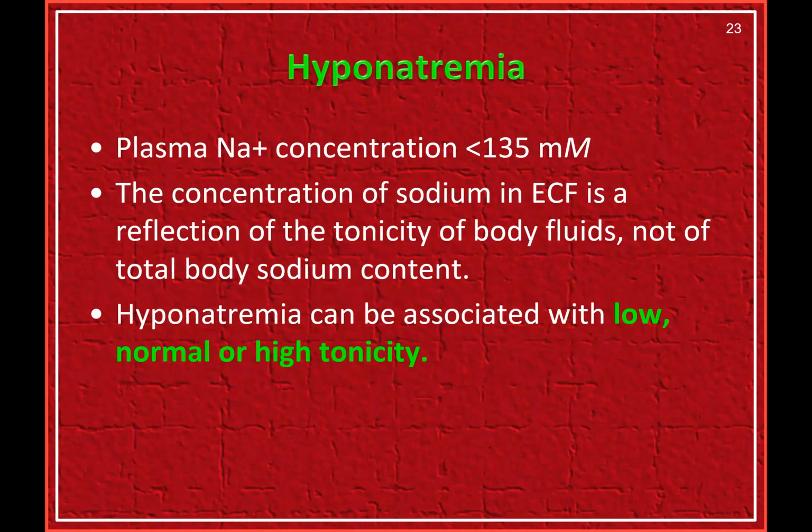So plasma sodium concentration less than 135. The concentration of sodium is a reflection of the tonicity of the body fluids. Why? Because sodium is the dominant one which tells about the tonicity. It doesn't tell about the total content, it only tells how tonic it is: hypoosmolar, hyperosmolar or normoosmolar. Hyponatremia can be associated with all three tonicities. This is the big issue here. Hyponatremia does not mean hypotonicity alone. Hyponatremia can be hypotonicity, normotonicity or hypertonicity. Now we have to look at that.